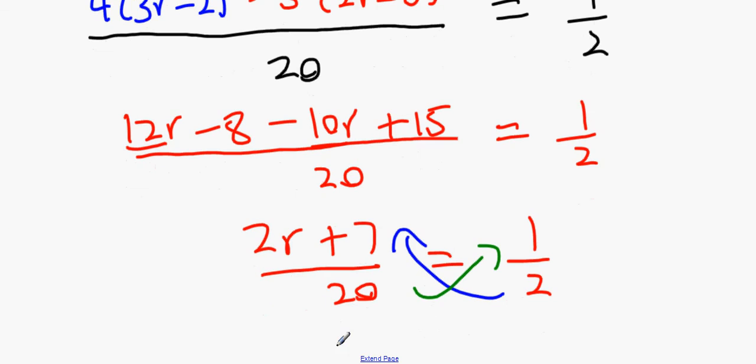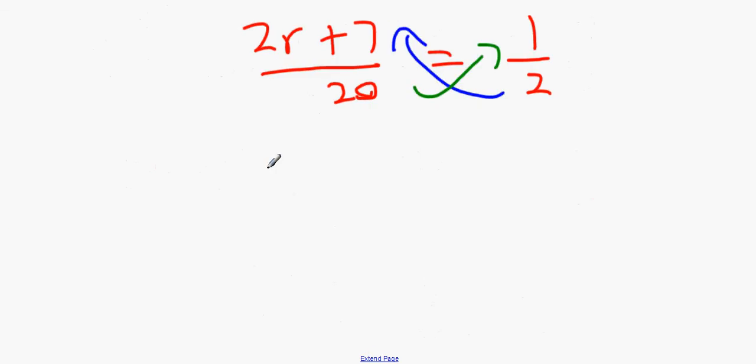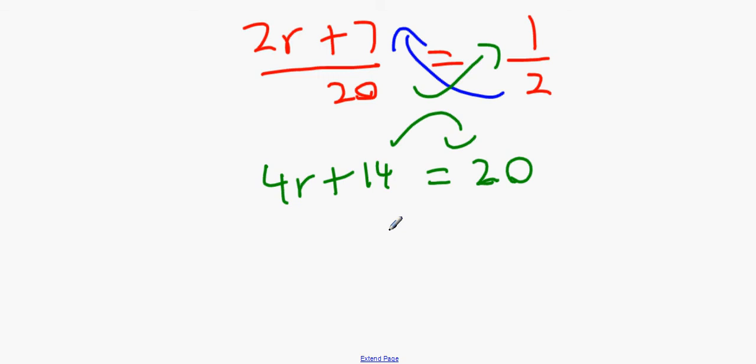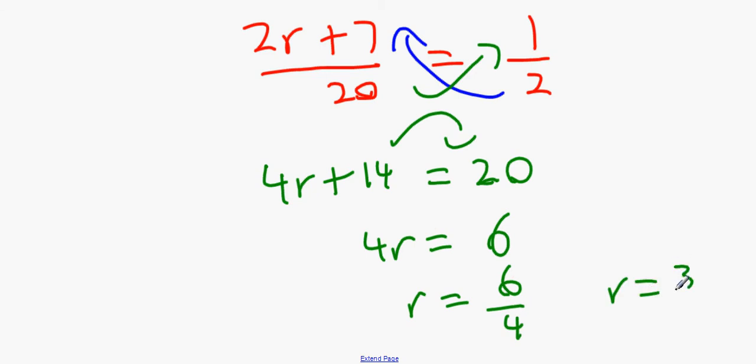Okay, so now we're going to multiply them out and we're going to get 4r plus 14 equals 20. Bring the 14 over the other side. 4r equals 6. r equals 6 divided by 4. r will get me 3 over 2.